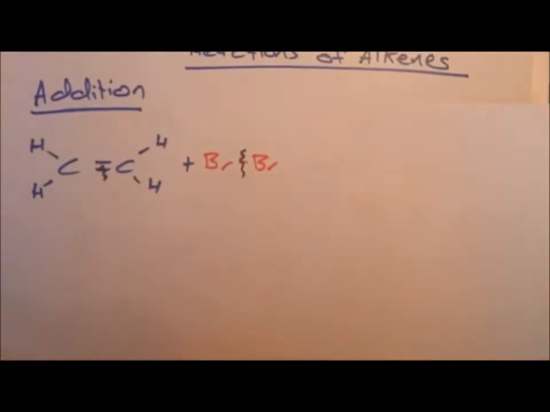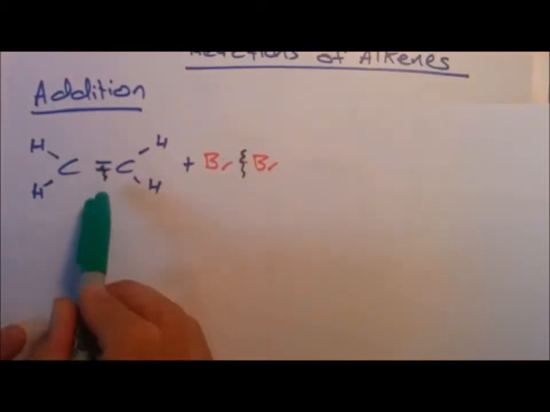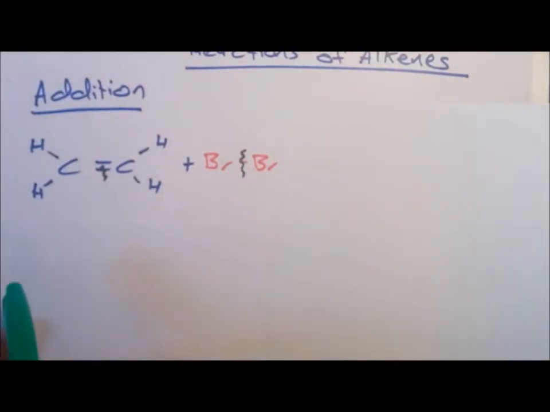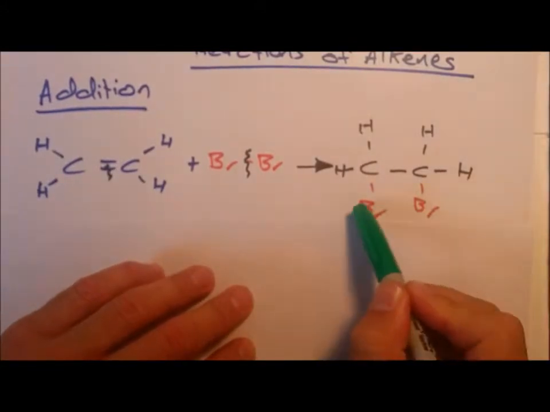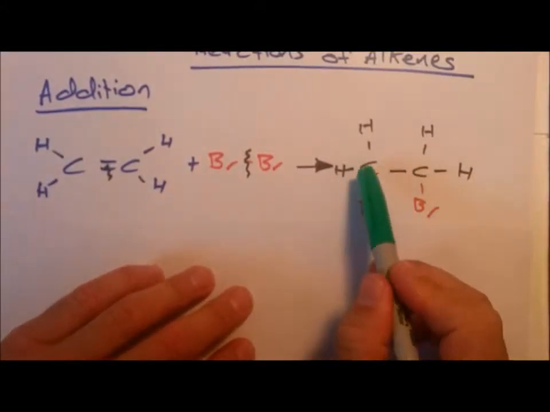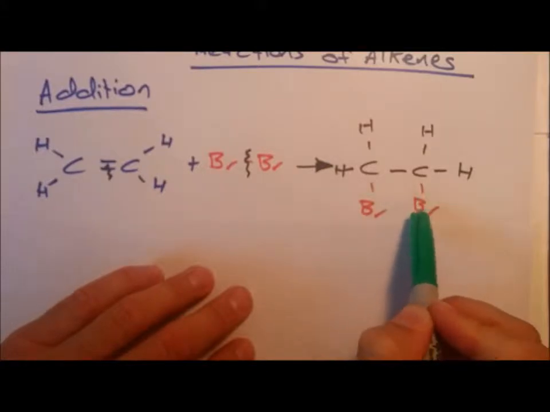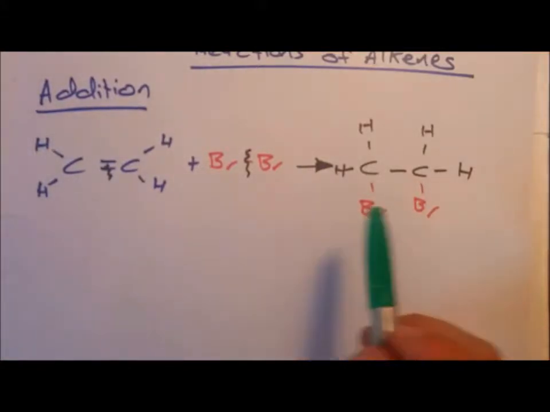This is much easier to happen than the substitution with an alkane. So the double bond is really, really reactive. So it breaks and the bond between the two bromines break, and you end up getting the bromine adding across the double bond. So one bromine on one side, the other bromine on the other side of the double bond.